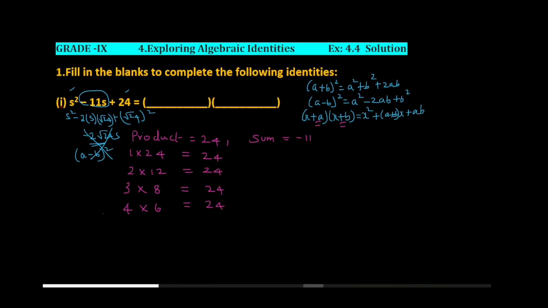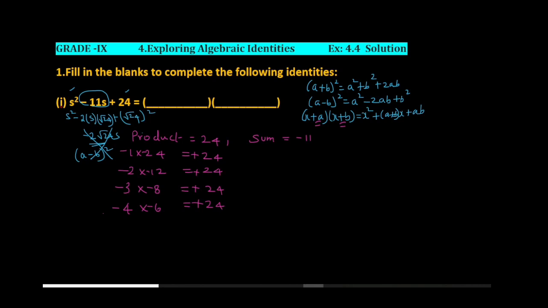Now we need to get plus 24 and the sum should be minus 11, which means both the integers are negative integers. Then only minus into minus you will be getting plus 24. Minus 1 into minus 24, minus 2 into minus 12, then minus 3 into minus 8, minus 4 into minus 6, all plus 24. So both are negative integers. Then only when we add these two will we get minus 11.